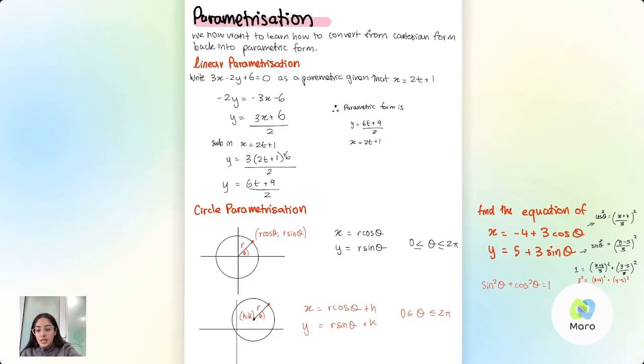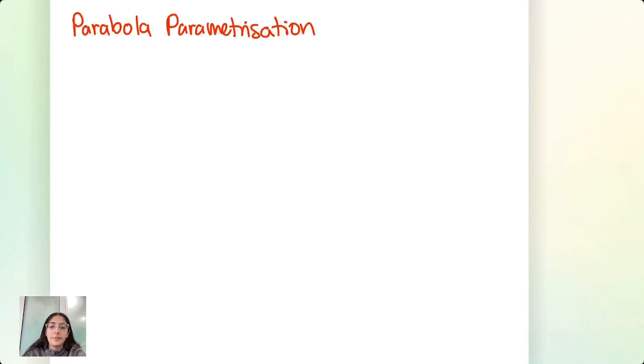Let's do the last thing, which is parabola parametrization. And then we've finished parametrics, and then we'll do some examples, and that's all for today. We've been moving quite fast. We've been finishing about one topic every lesson, which is awesome. Okay, so let's do parabola parametrization.